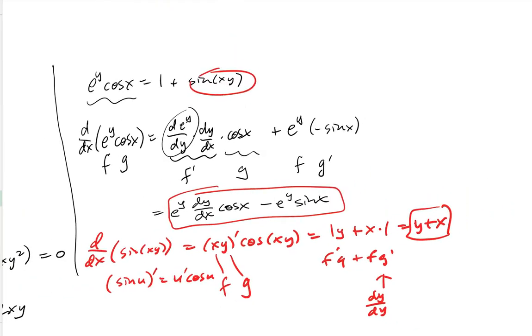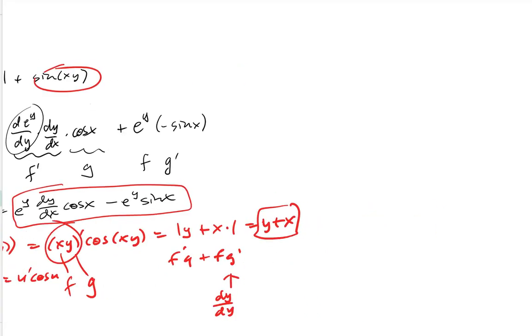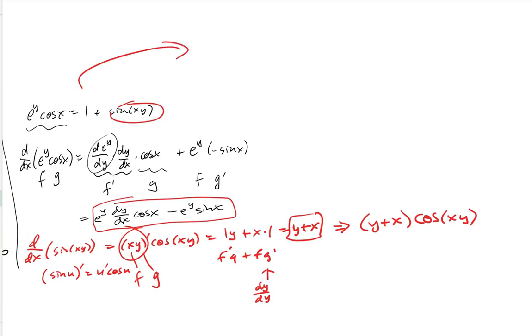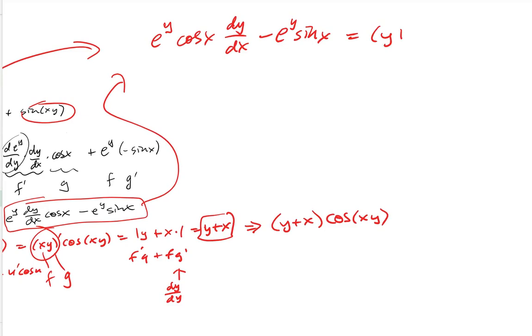All right, so now we got that piece, and then we have this piece on the left. And so let's put all this together. Oh, that's y plus x. So wait, that was this over here. So this gives us times cosine of xy. So this will be y plus x times cosine of xy. So when we put all this together, we get e to the y cosine x dy dx minus e to the y sine of x equals y plus x times cosine of xy.